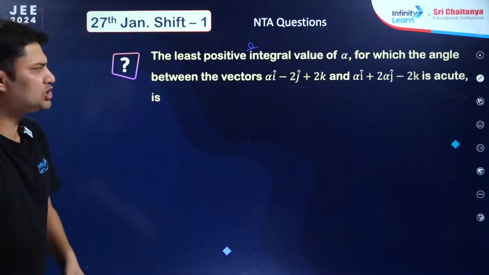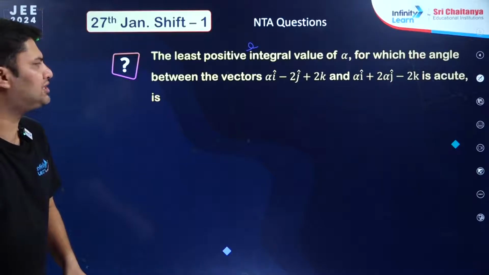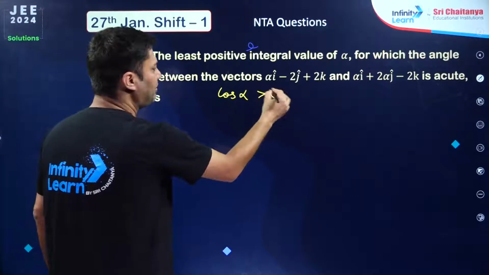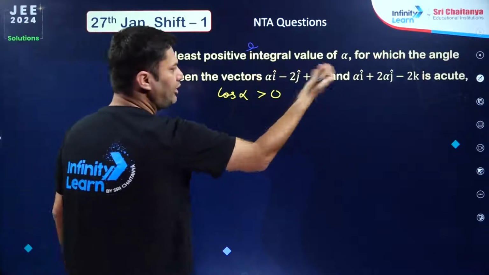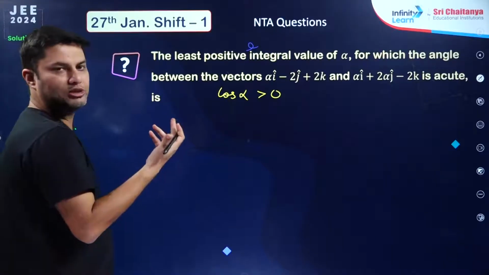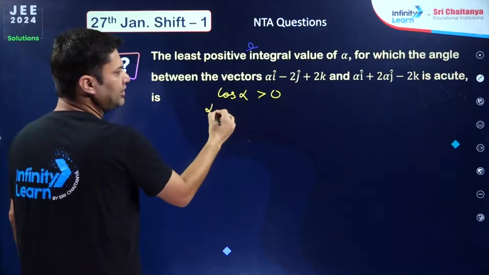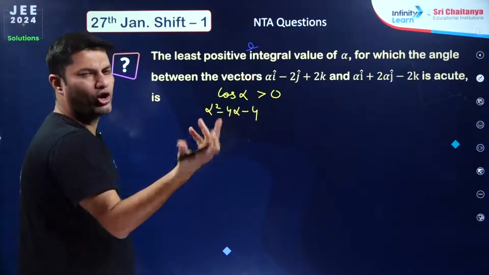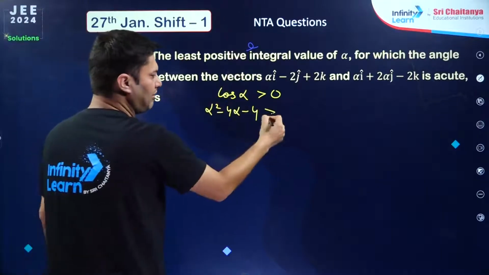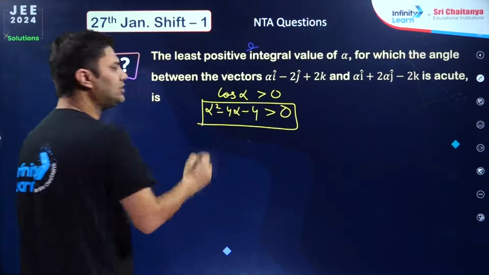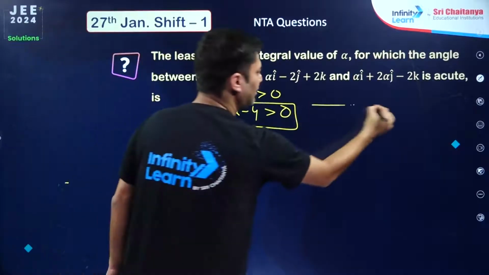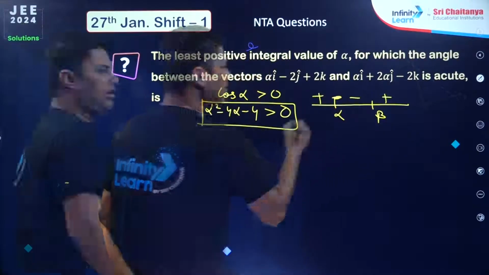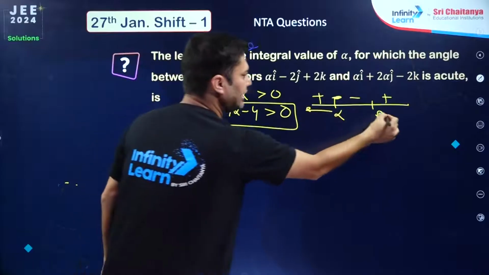The least positive integral value of alpha for which the angle between the vectors is acute. Angle between the vectors being acute means cos of the angle should be positive, and cos is A dot B upon mod A mod B, which is positive. So A dot B will be alpha square minus 4 alpha minus 4 upon mod A mod B. Mods are always positive, so you can cross multiply. Just solve this quadratic inequality by the wavy curve method. Find the roots, alpha and beta, with signs plus, minus, plus, and the answer will be less than the smaller root and greater than the larger root.